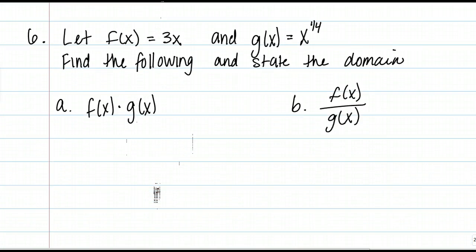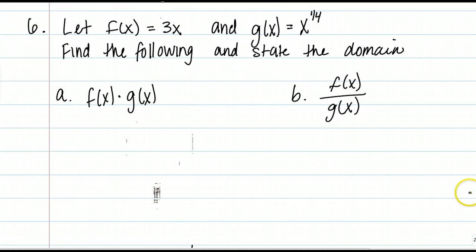Moving on. Number 6. We're going to let f of x equal 3x and g of x equals x to the 1/4. We're going to find the following and state the domain. So in this case, we need to do f of x times g of x. So f of x is 3x, and g of x is x to the 1/4. All right. Well, remember, if there's no exponent, it's a 1 there. And if we multiply 2 terms with the same base, we can add the exponents.